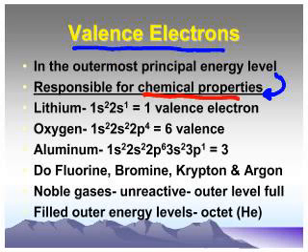Lithium. Its electron configuration is 1s2, 2s1. The 2s are the outermost electrons, so we count those up: just one valence electron. If we look at oxygen, 1s2, 2s2, 2p to the 4th. So the second is again the outermost, and we count up everything in the second, the 2s's and the 2p's. So 2 plus 4, 6 valence electrons total. Aluminum, 1s2, 2s2, 2p6, 3s2, 3p1. Our outermost is the 3rd principal energy level. So everything in the 3rd, we add up the 3s's and the 3p's, for a total of 3 valence electrons.